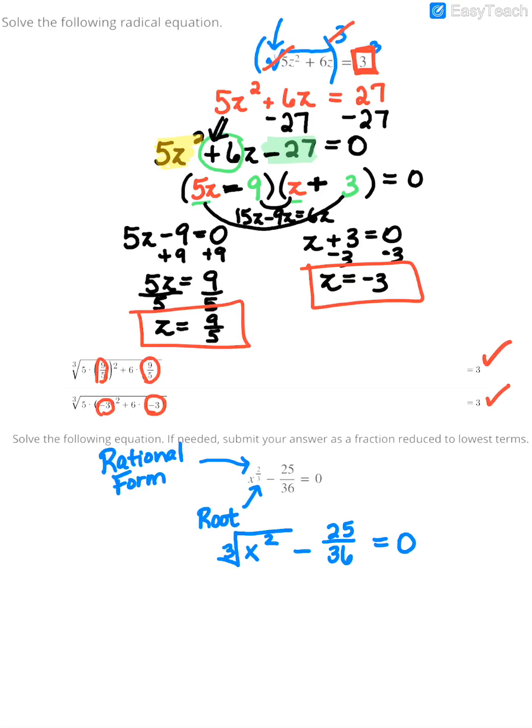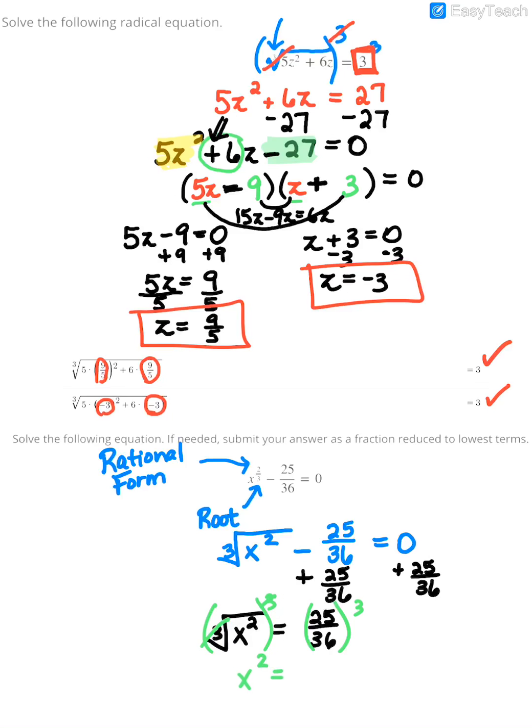So we said earlier, you have to have the radical by itself before you can get rid of it. So in this particular case, we would need to add the 25 over 36 to both sides so that we can move it over. So at this point, we have the cube root of x squared, and that is equal to 25 over 36. Now, in order to cancel the cube root, we will raise both sides to the power of 3. So that cancels the cube root, and that leaves me with x squared equals, I'm not going to cube these out just yet, and you'll see why in just a minute. So that's to the power of 3.